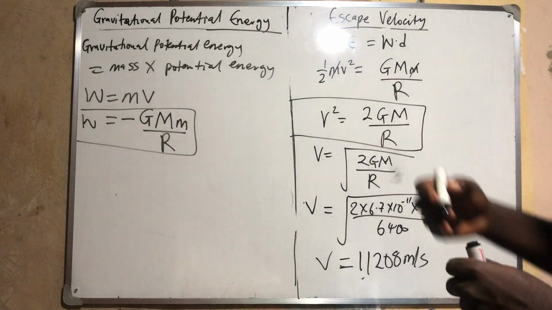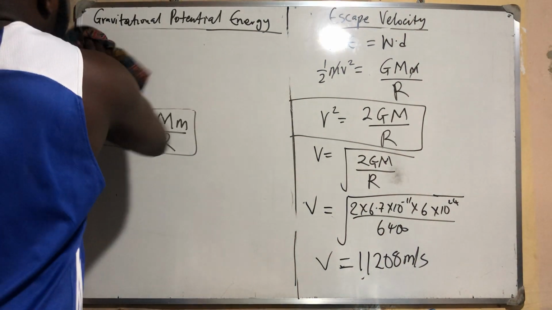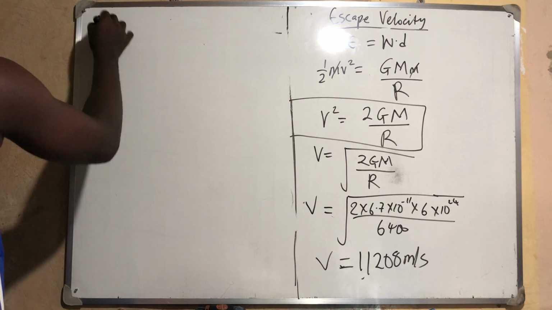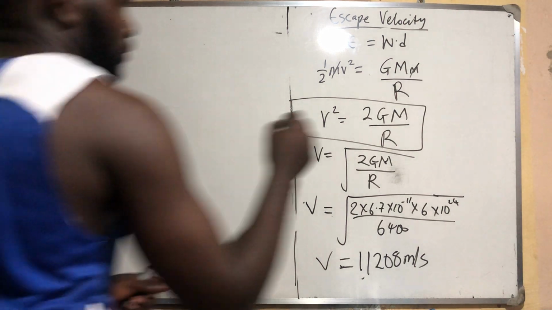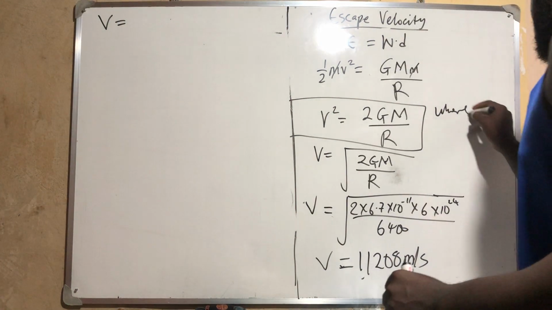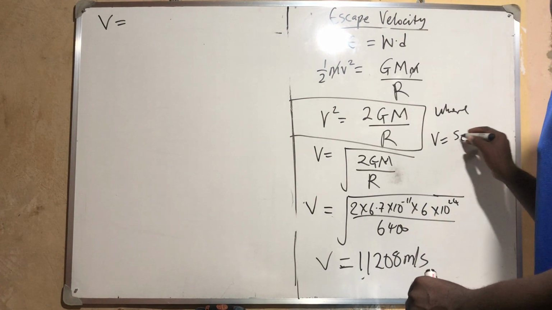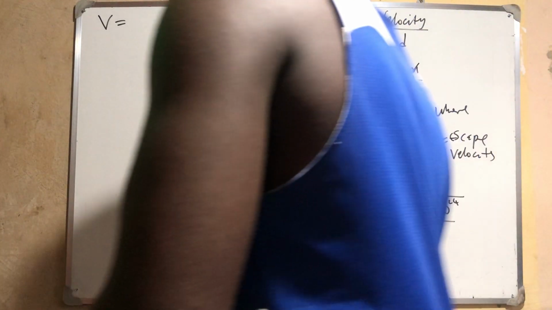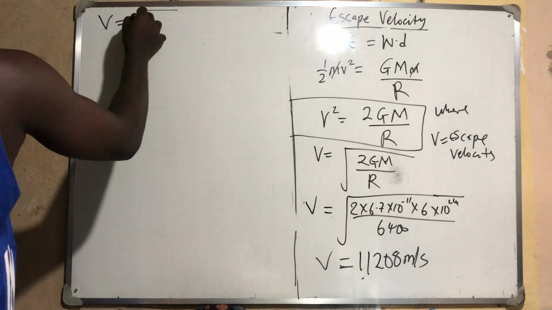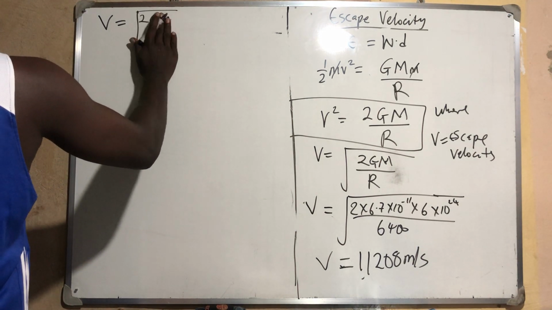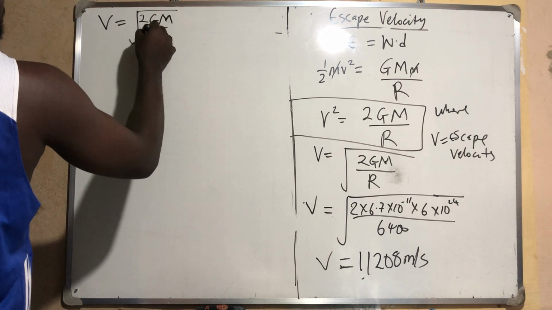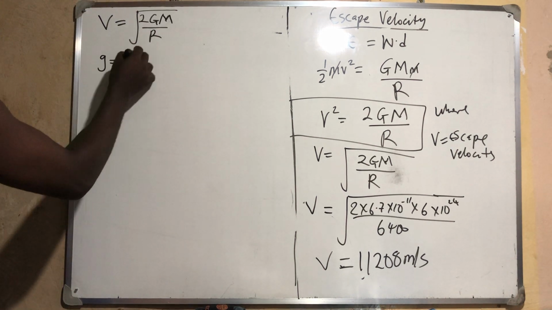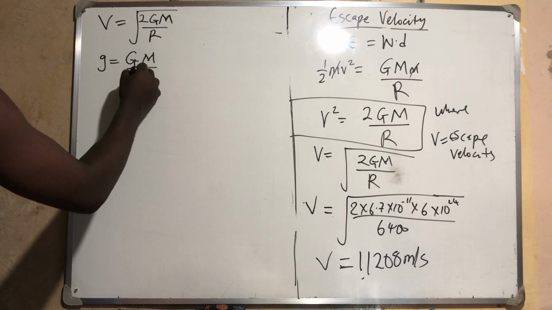But this is the formula to calculate the escape velocity of any particle you want. From this place, I want to make the formula a little bit shorter. Please write somewhere that v is equal to escape velocity. Don't forget that my v is equal to just the square root of 2GM over r, and that your g is equal to GM over r squared.